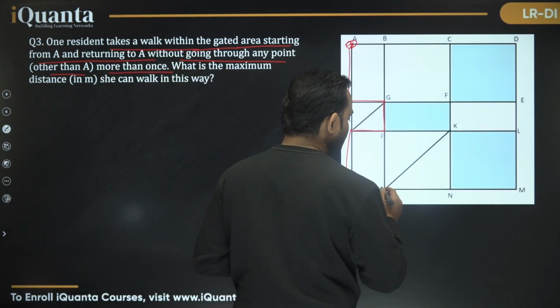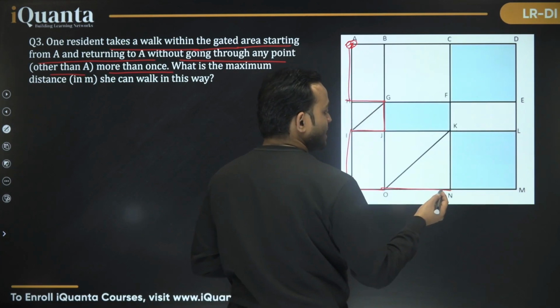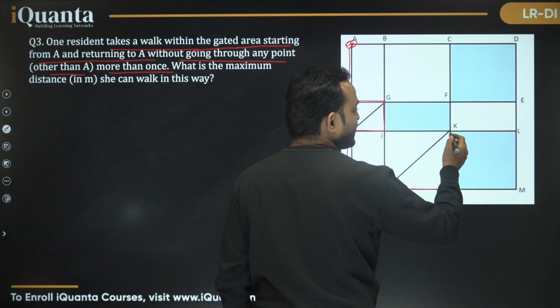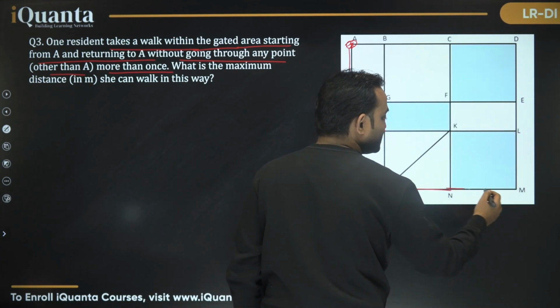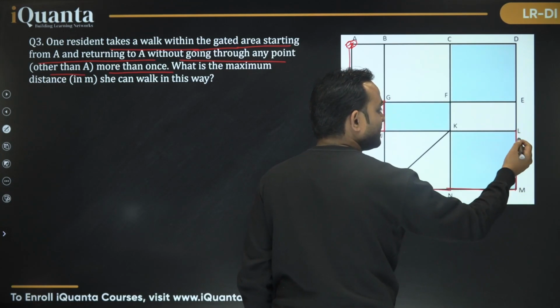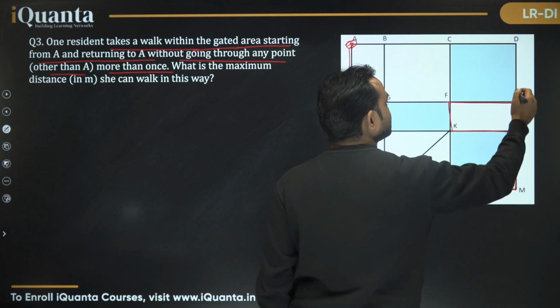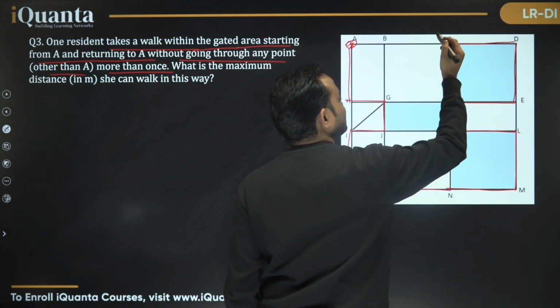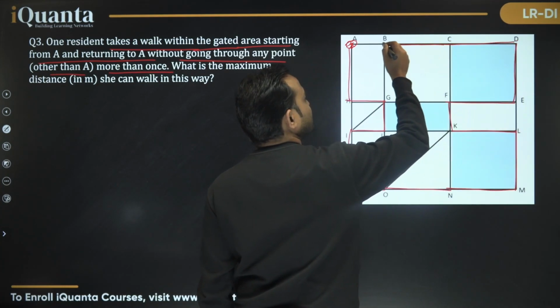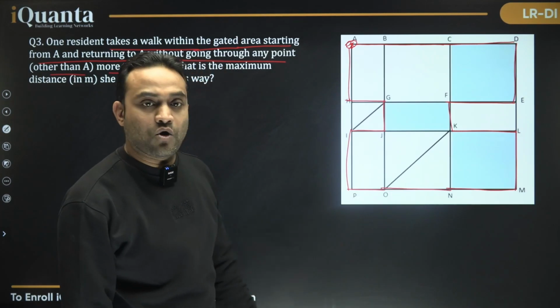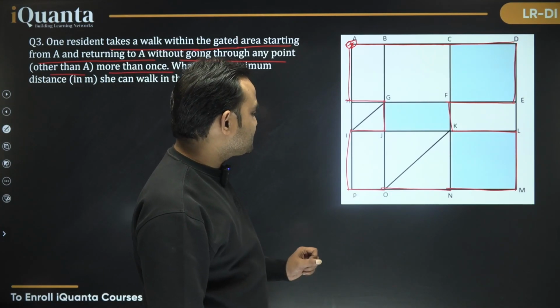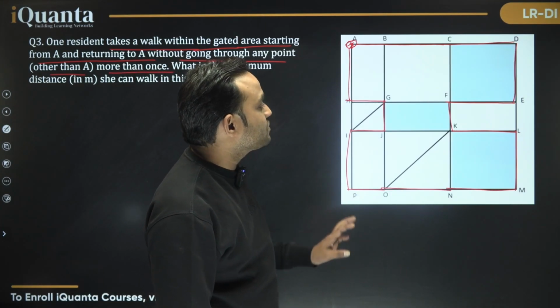So I to N. If I go through N to K and then L, I will miss M. So let's go to M, then L, then go to K, then here, then here, then here, and then C, B, A. Are we able to cover all the points? I guess yes, we are. We are able to cover all the points.